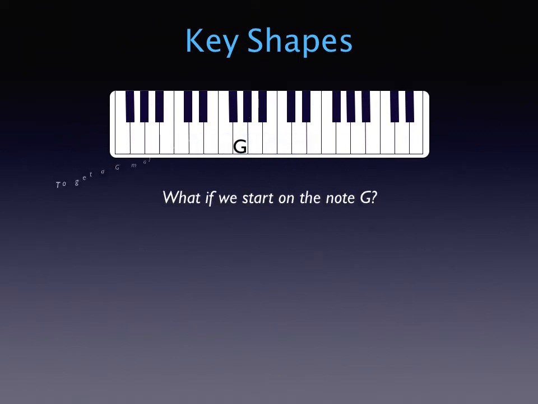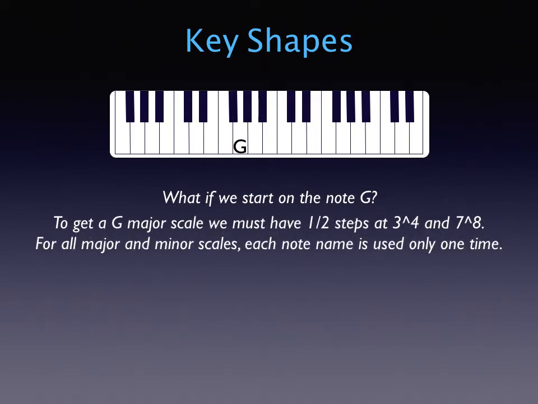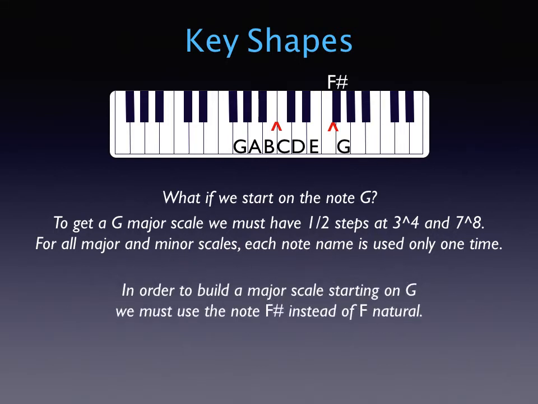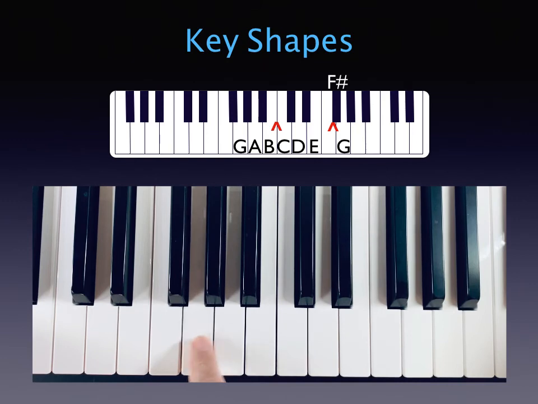If we start on G, well, let's see, G, A, B, the 3, 4 half step from B to C, that works out fine to use naturals there because B and C are a half step apart. But the sixth note is E, and we need a whole step to the seventh, which means we have to go to F sharp, and then the half step 7 to 8, F sharp to G. So in order to build a major scale starting on G, we must use the note F sharp instead of F natural, and this process works the same for all scales.